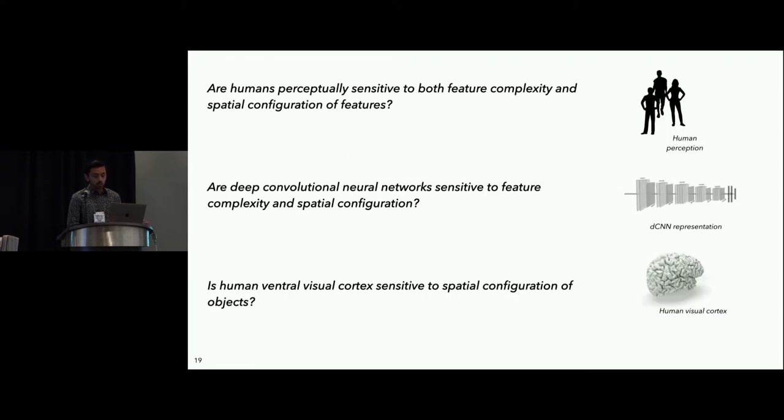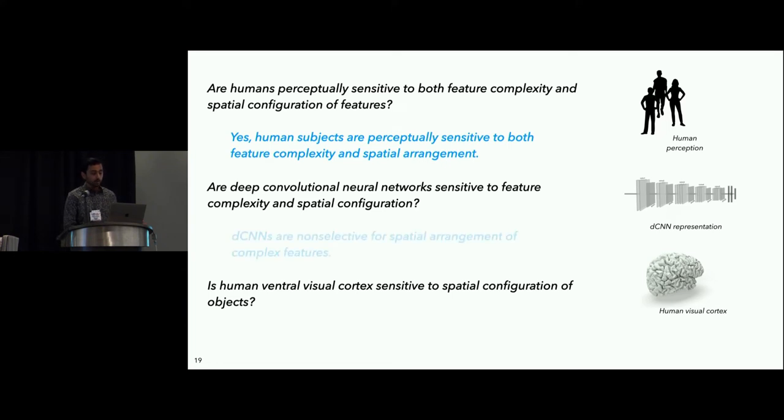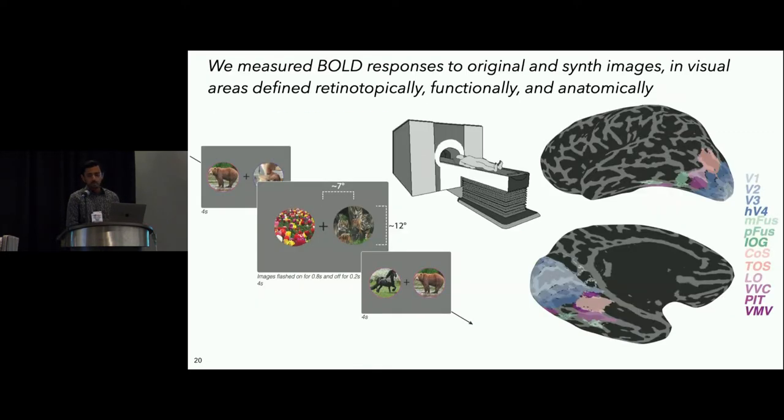Okay, so humans are sensitive to both feature complexity and spatial configuration, whereas DCNNs are insensitive to the spatial configuration of complex visual features. So what about human visual cortex? Using MRI, we measured BOLD responses while subjects viewed real and synthesized images drawn from 10 different image classes.